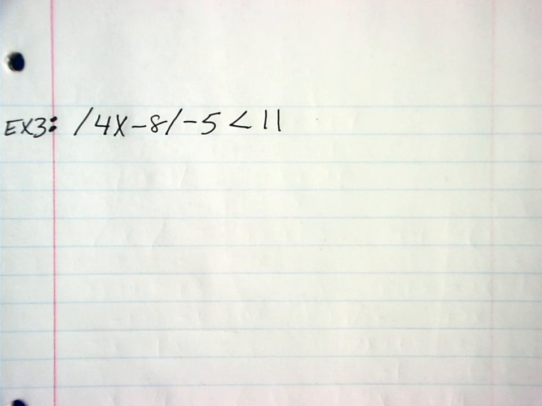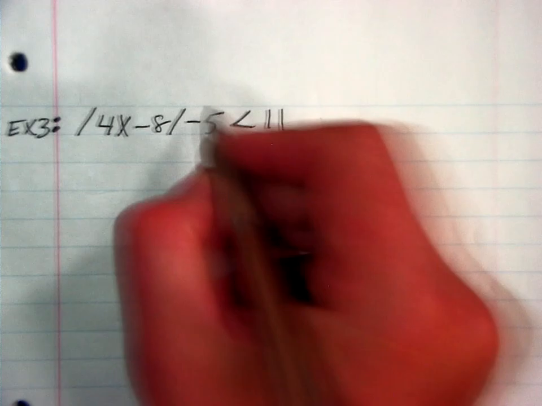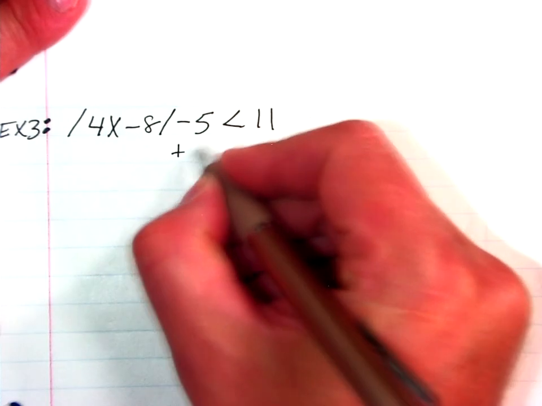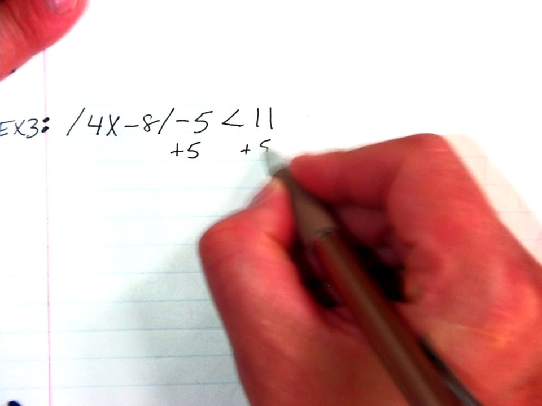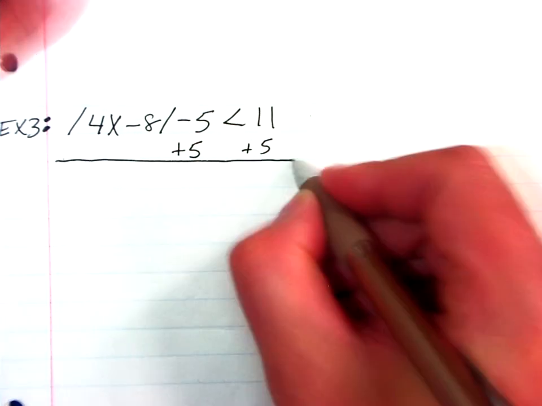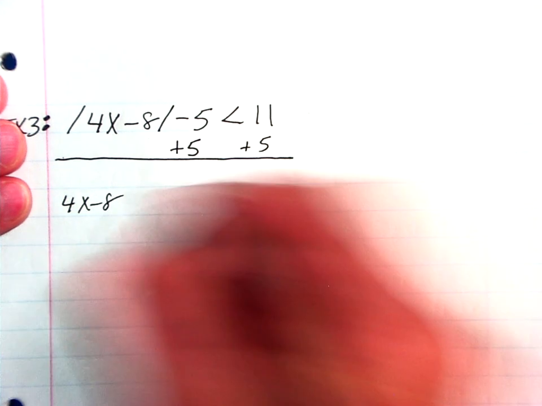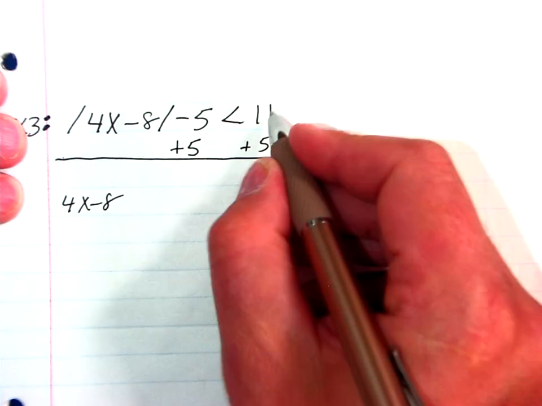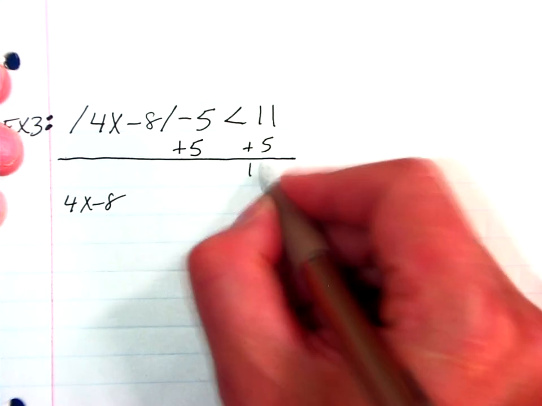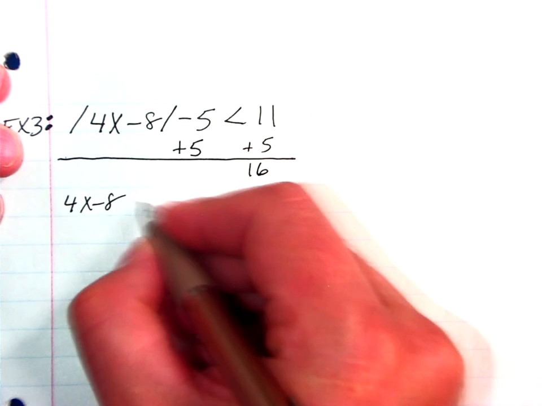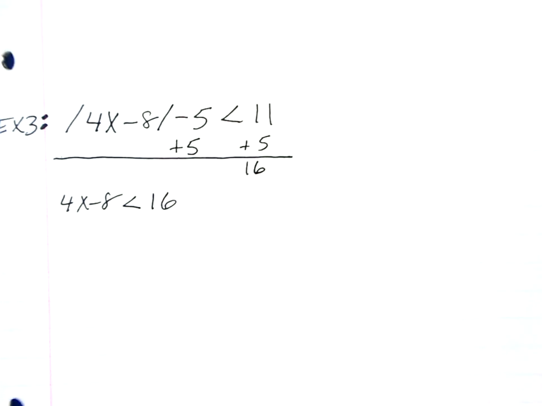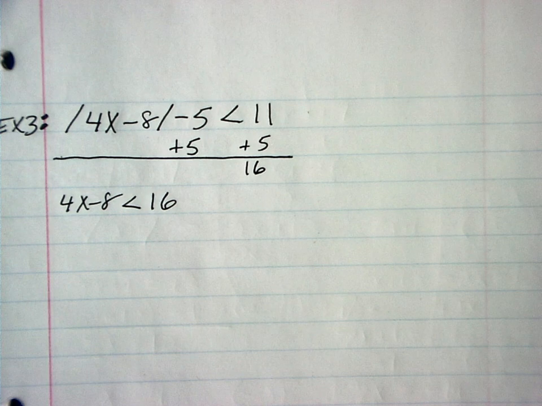All right, so what was step 1? Step 1 doesn't change. Isolate the absolute value. How do I get rid of a minus 5? Add 5. So now we have the absolute value of 4x minus 8. Oops, 11 plus 5 is 16. Is less than 16. So step 2 was write the 2 cases.